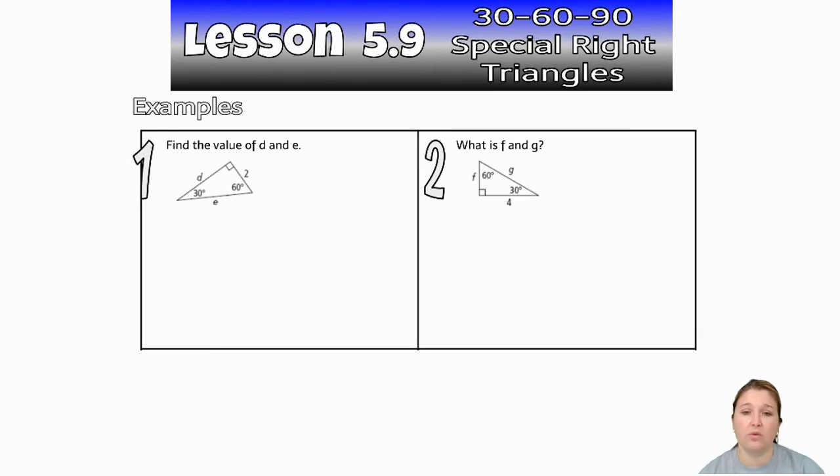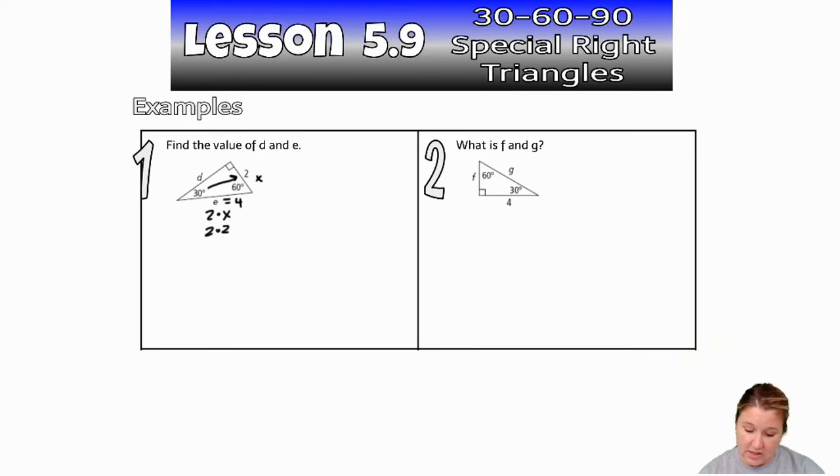Here we're going to find the values of D and E. What we'll notice is that the side we're given is across from the 30-degree angle. This is going to be considered x. What's really nice is that E is going to be 2 times x. Well, x here is 2, so 2 times 2, E is going to be 4.